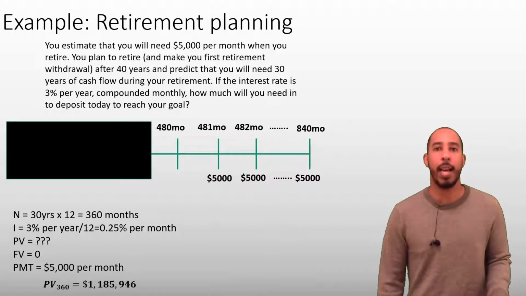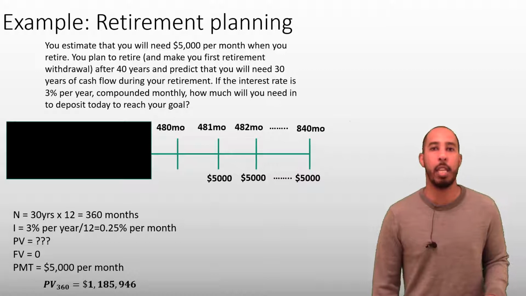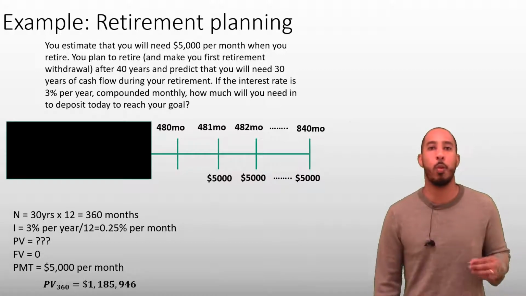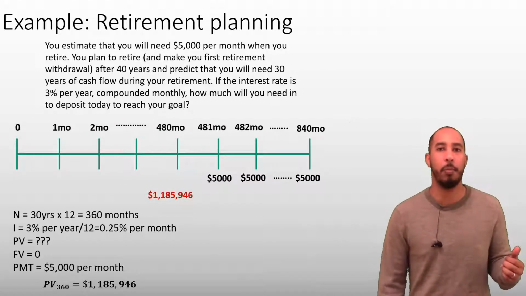Solving for PV, I get $1,185,000. That's the value of the ordinary annuity at month 480. That's just step 1. That's not what we ultimately want to know. The final step is to discount that value from month 480 back to the present at time 0.